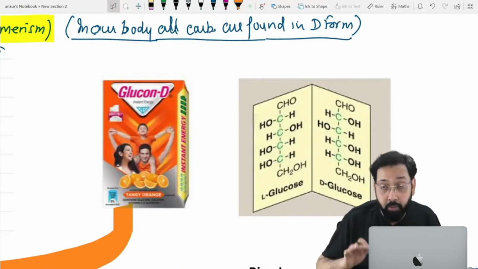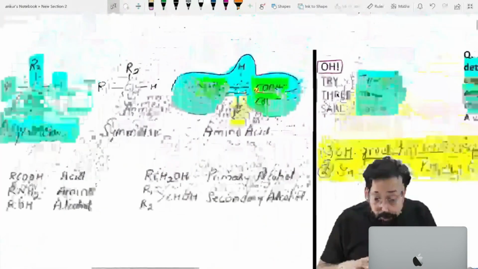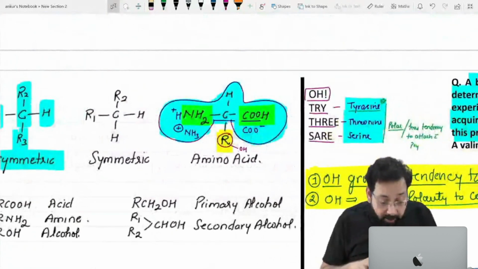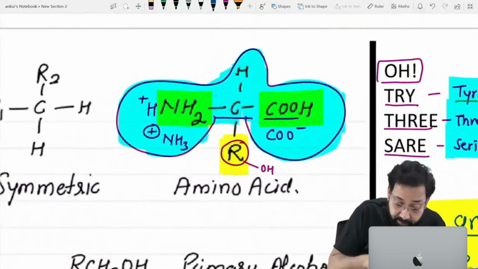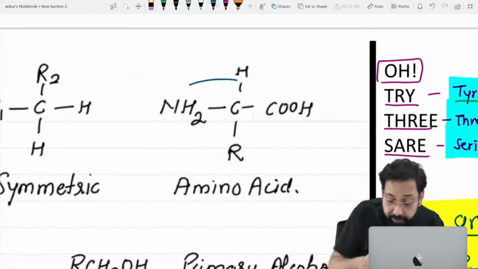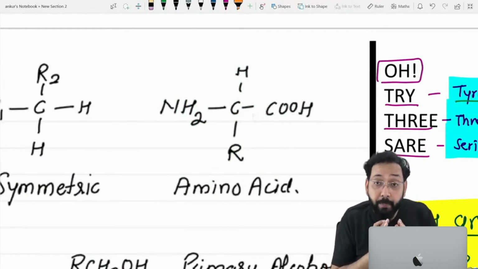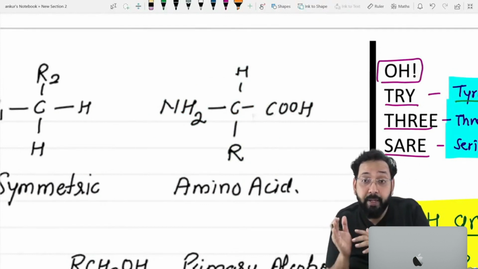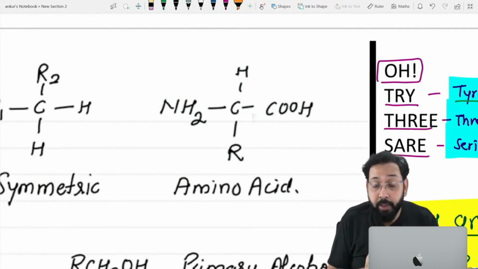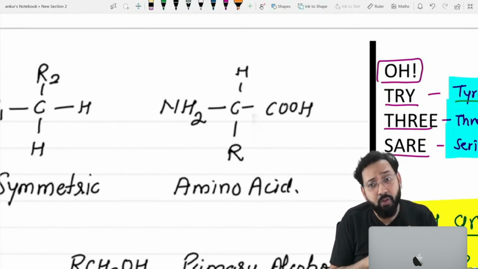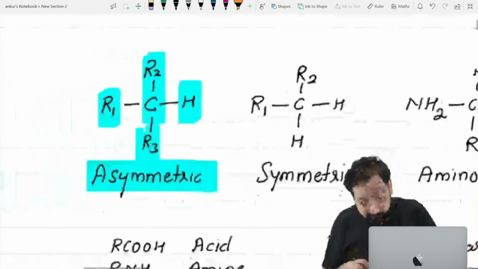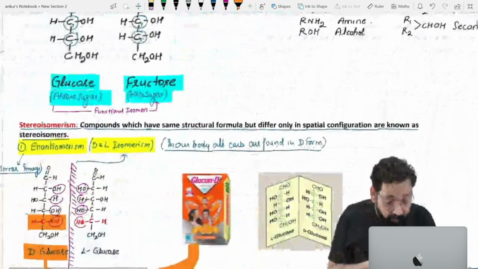Now, if I ask you about amino acid, this amino acid is having 4 groups. All 4 groups are different. So amino acid will also show optical and stereoisomerism, as wherever an asymmetric carbon atom is there, it will show optical and stereoisomerism. So amino acid will also show enantiomerism.